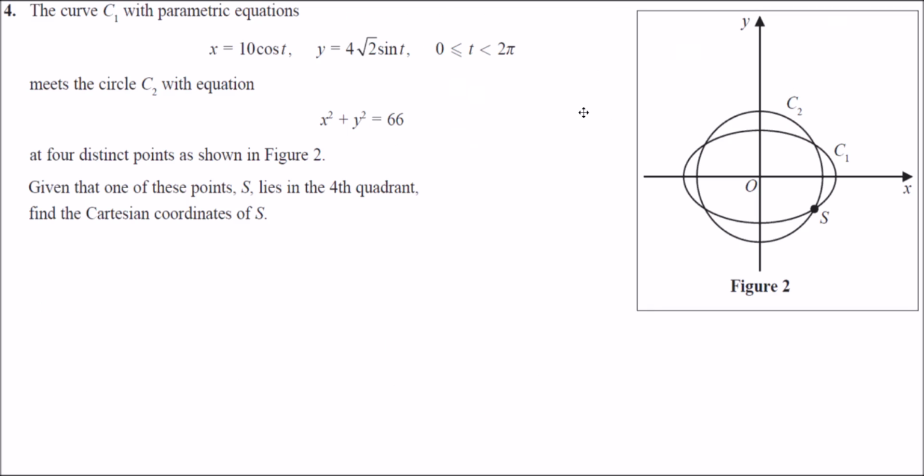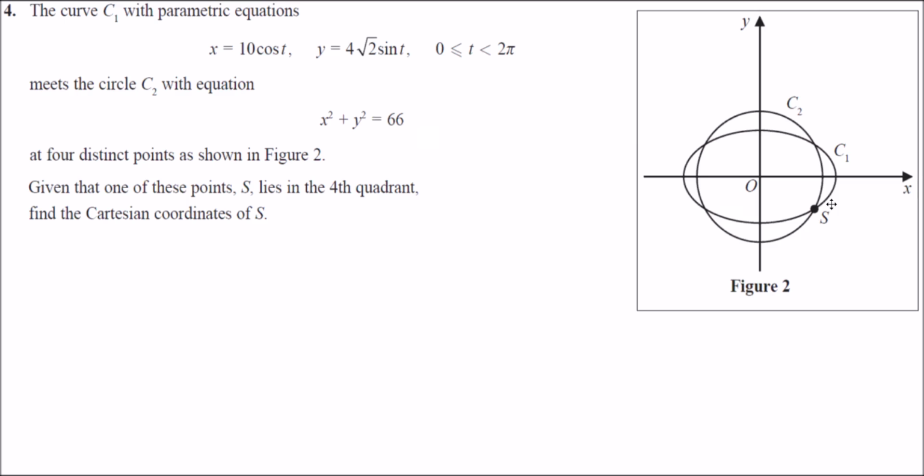Question 4 is about parametric equations. We've got a curve C1 defined parametrically as x being 10 cos t and y is 4 root 2 multiplied by sine t, where t is in between 0 inclusive and 2 pi exclusive. And it meets the circle C subscript 2 with equation x squared plus y squared equals 66 at 4 distinct points as shown. One of these points, though, is in the 4th quadrant, this one here, S. So find the Cartesian coordinates of S.